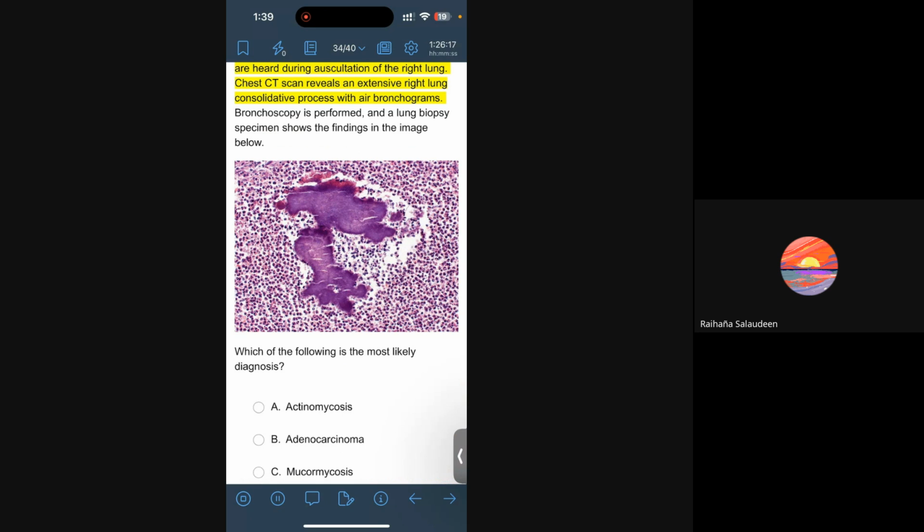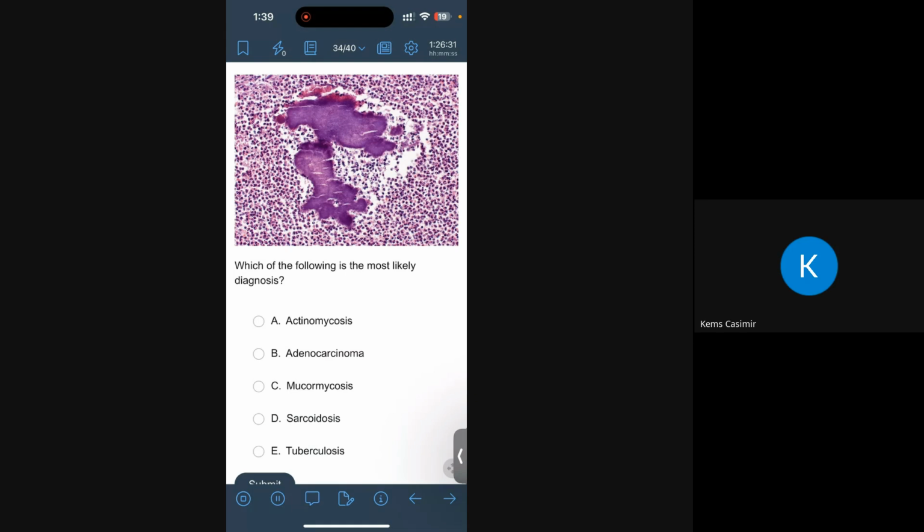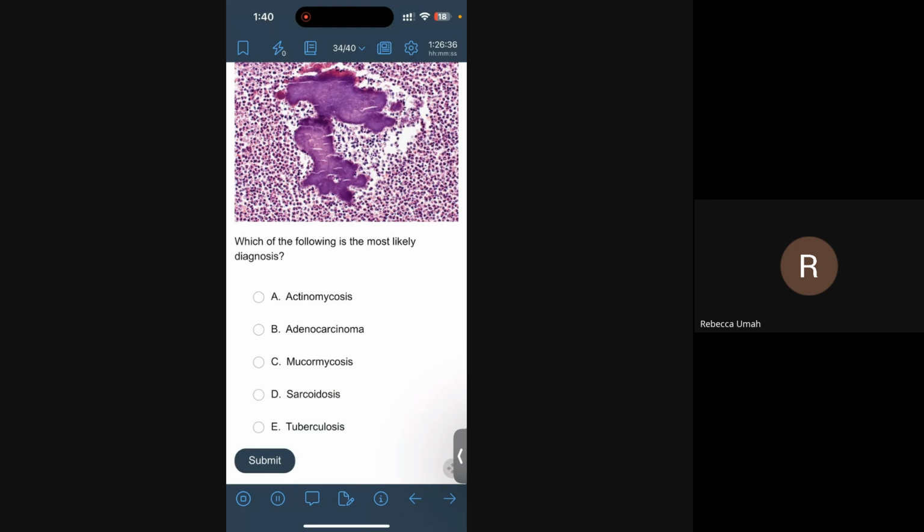Is it some type of granuloma? Do you think it is granuloma here? It is not a granuloma, right? It doesn't look like that. So it is not sarcoidosis, right? It is not tuberculosis.